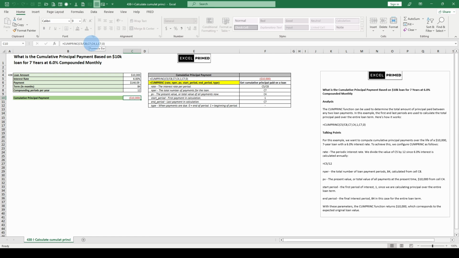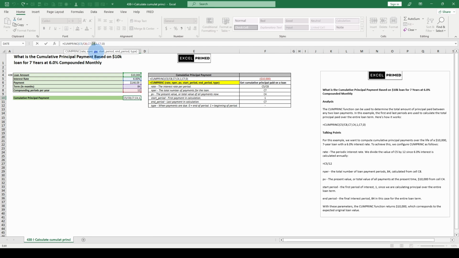C7. What's C7? The term. You have to break it down by month. If it's 7 years, you can have a choice. Include 84, or up here in the formula bar, instead of C7, you could go, and I don't like doing this, but you can go 12 times 7. Then C4, which would be your present value, which is 10 grand, right?